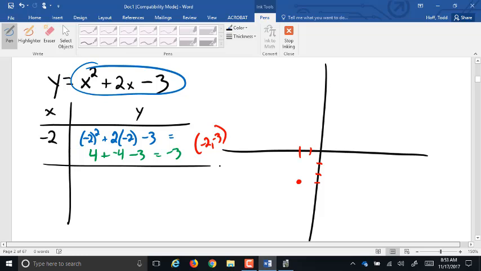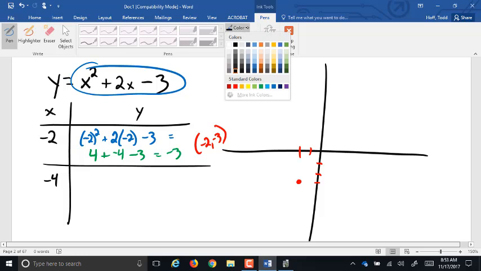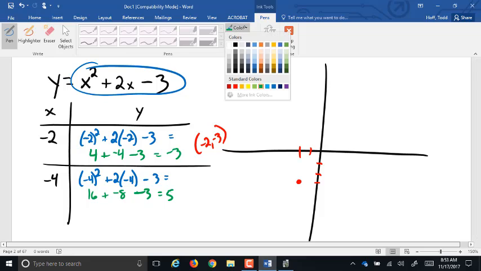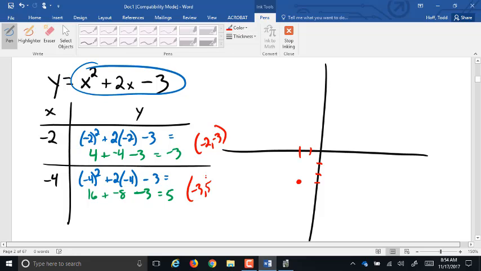What do we want to try next for x? Negative 4, really? Why not? What the heck? It's your life. Negative 4 squared plus 2 times negative 4 minus 3. Negative 4 squared is 16. 2 times negative 4 is negative 8 minus 3. 16 plus negative 8 is 8 minus 3 is 5. Gives us a point negative 4, positive 5. I don't know where the negative 3 came from. So there's negative 4. Somewhere in there is that point.